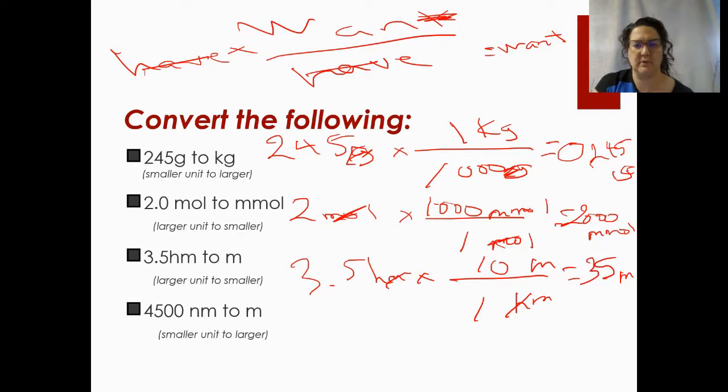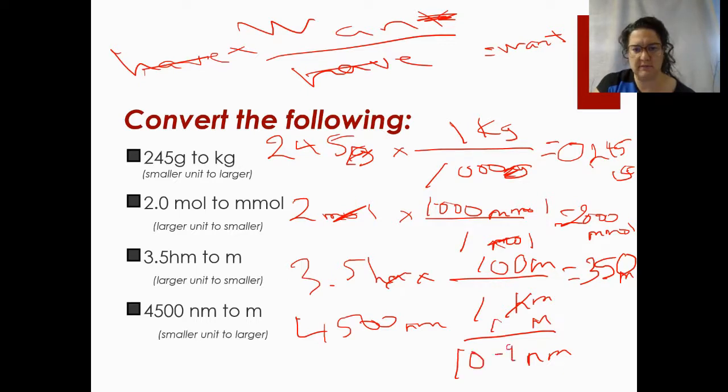Oh, sorry, it should be 100 meters. So 350 meters. Okay, lastly, we're going to start with 4,500 nanometers, and we're going to convert this to meters. Nanometers on the bottom. So 1 meter is 10 to the power of negative 9 nanometers.